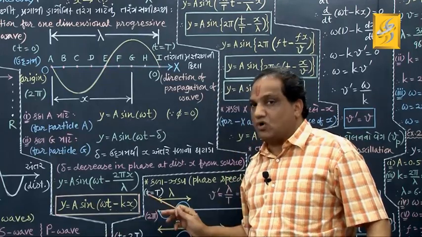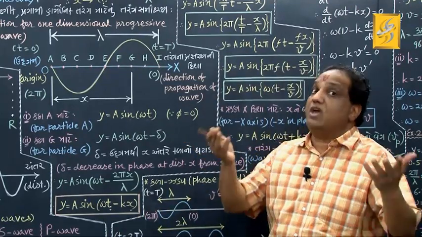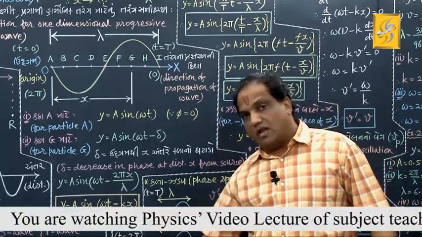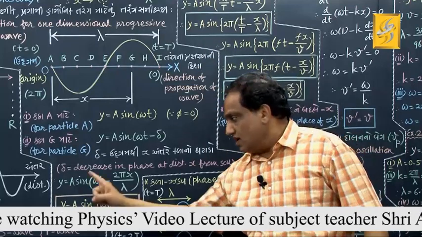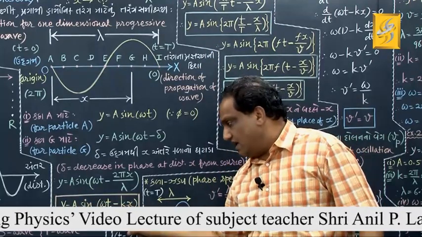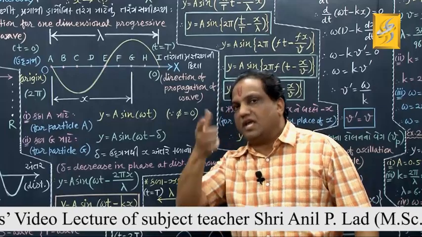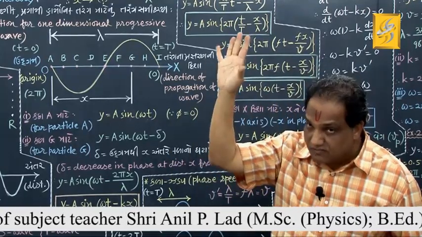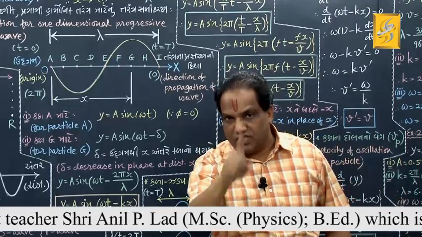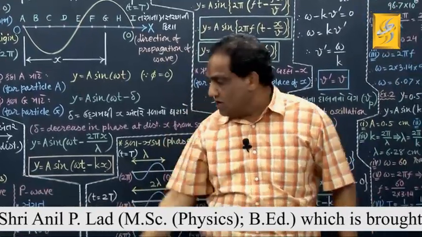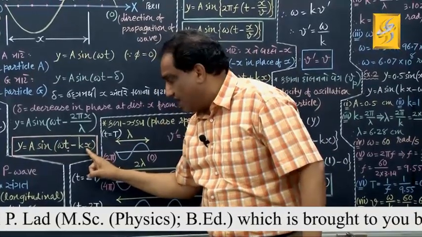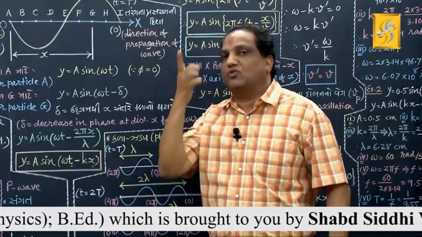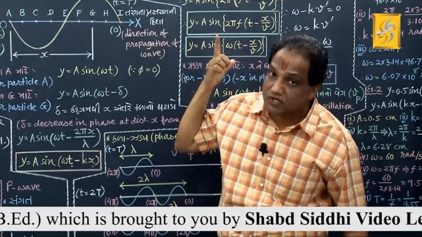That's why this equation is called, according to definition, the wave equation. Just recall the definition. An equation with the help of which we can find out displacements of different particles at different times, taking part in the process of propagation of a wave, is called the wave equation. Correct?